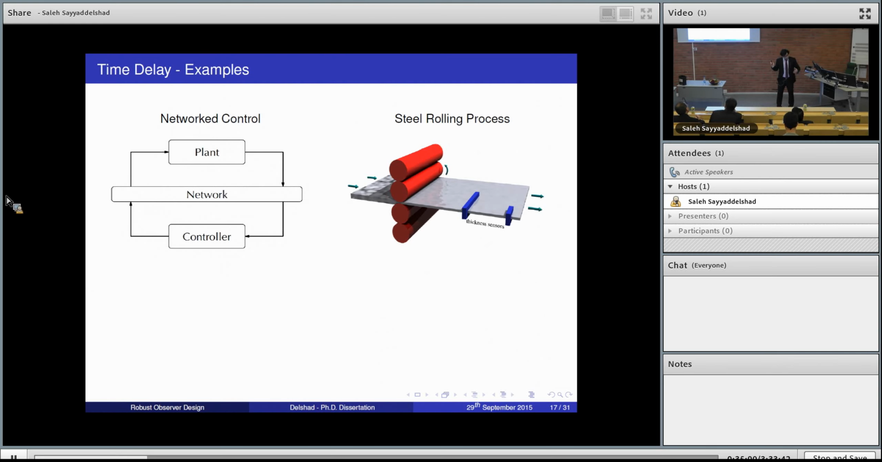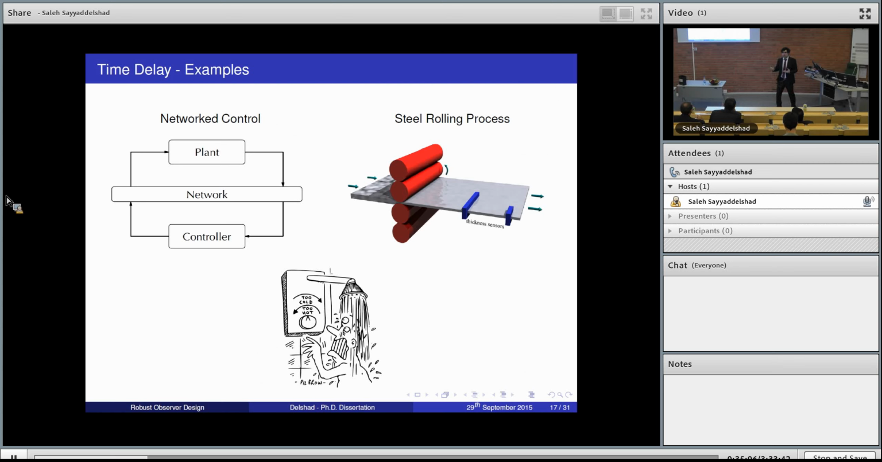But again, to give you a better understanding, I think everybody experienced this, that for the temperature control you have the time delay. And personally, I experienced this this morning. I was thinking about this, so that's the example of the time delay.